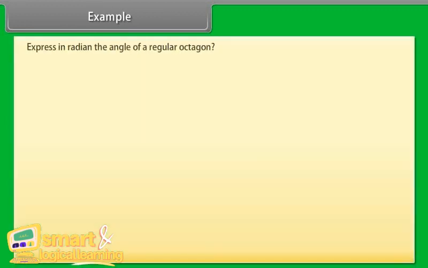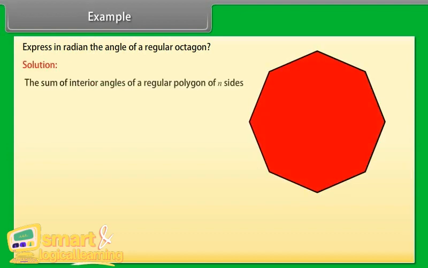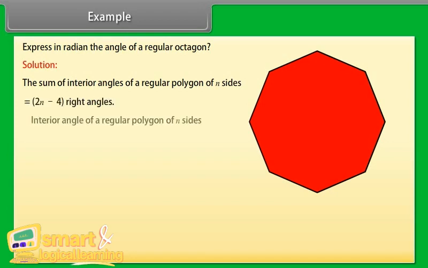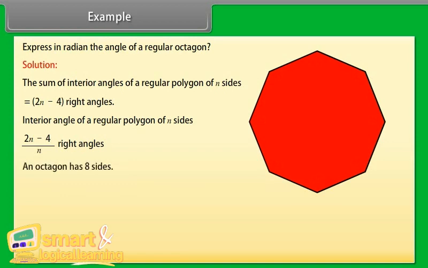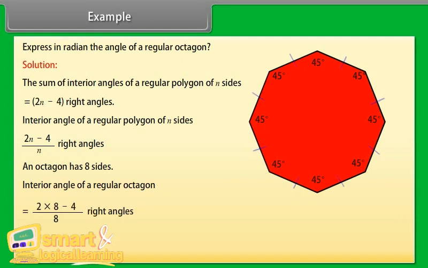Example. Express in radian the angle of a regular octagon. Solution. The sum of interior angles of a regular polygon of n sides is equal to (2n-4) right angles. Interior angle of a regular polygon of n sides is (2n-4)/n right angles. An octagon has 8 sides. Interior angle of a regular octagon is equal to (2×8-4)/8 right angles, 3/2 right angles, which is 3/2 × 90 = 135 degree.